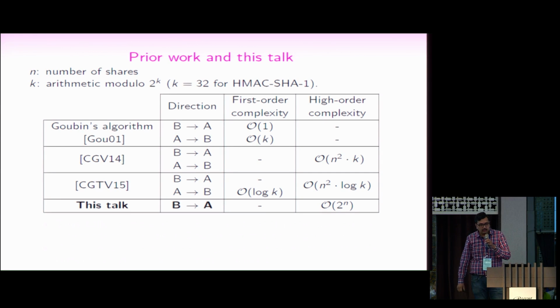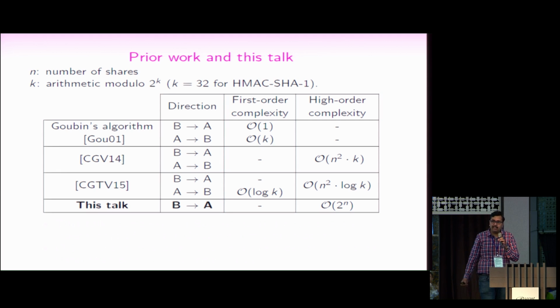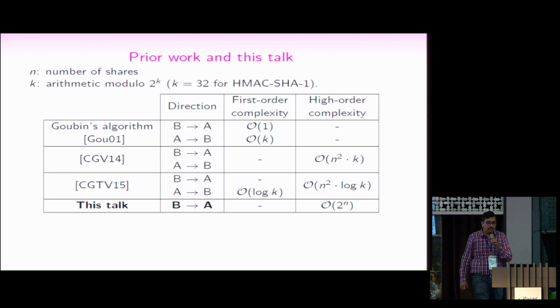Some of the works in this direction are as follows. Here n denotes the number of shares and k the size of the register, and all the arithmetic addition is performed modulo 2 power k. For instance, k is equal to 32 for HMAC SHA-1.